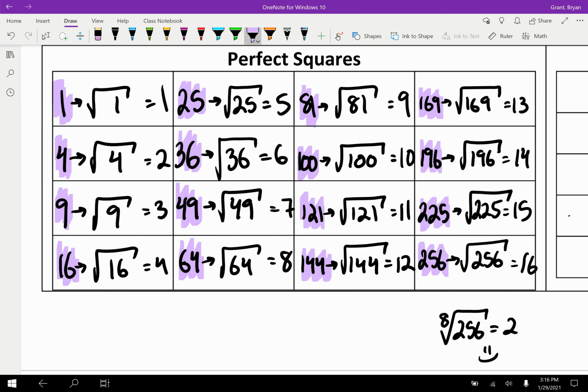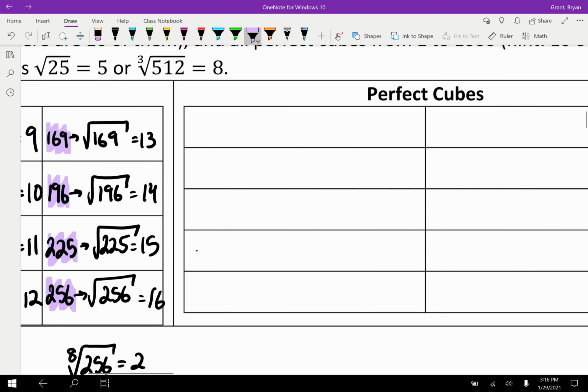You might also notice that I ended with a bonus that 256, the square root of 256 is 16. It turns out that the 8th root of 256 is 2. If you multiply 2 times itself 8 times, you actually get the radicand of 256. Alright, I did say the cubes as well.